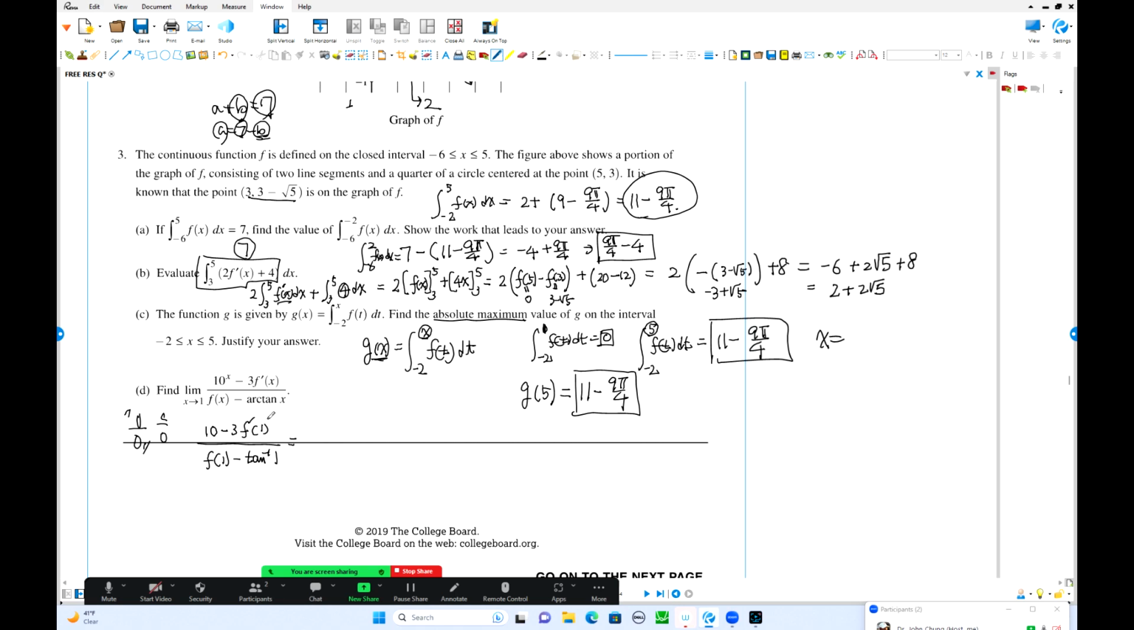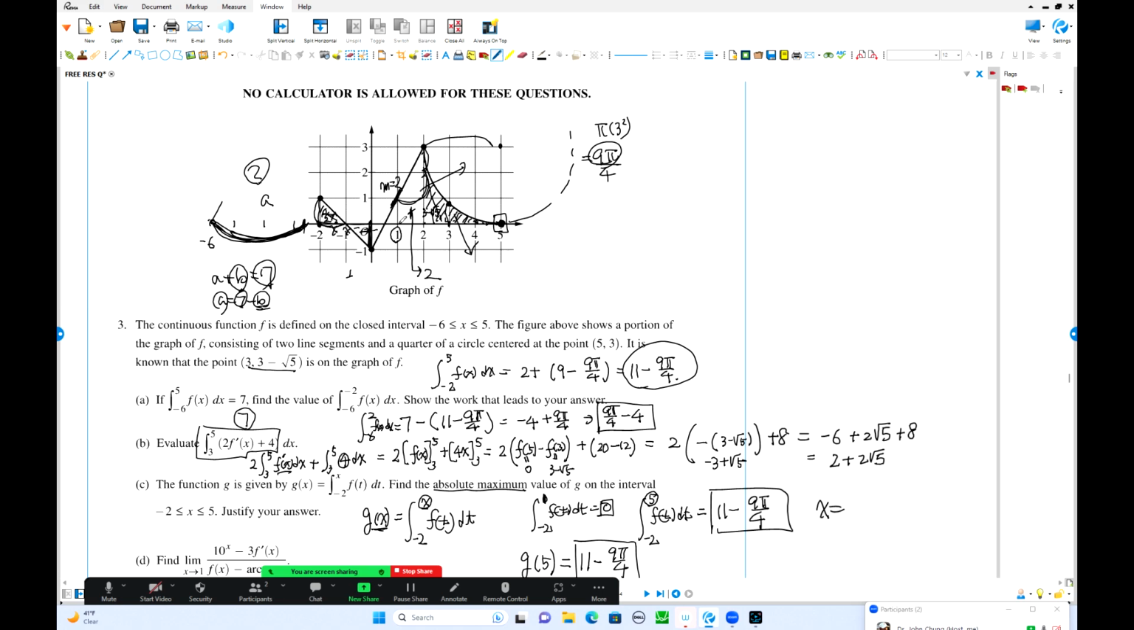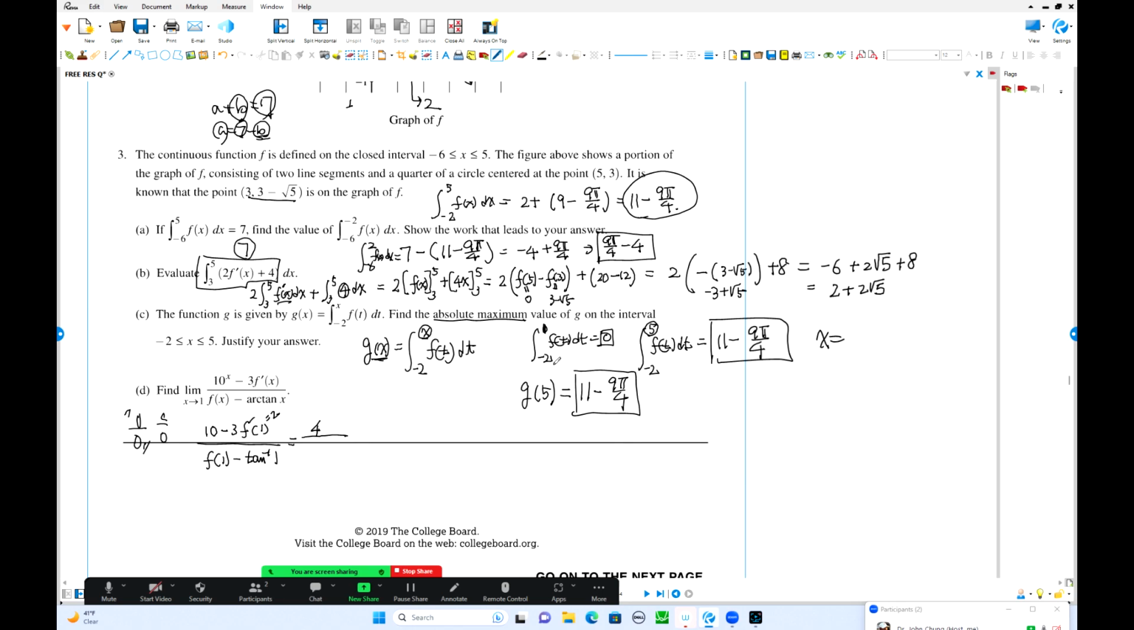So 10 minus 3 times 2 is not 0, okay? 10 minus 3 times 2 is what? 10 minus 6 is 4. It is not 0 anymore. That's fine. F of 1 is how much? This y value is 1, right? Yeah. Okay. The y coordinate, f of 1, is 1. Arctangent 1 is how much? Arctangent 1 is pi over 4, isn't it?